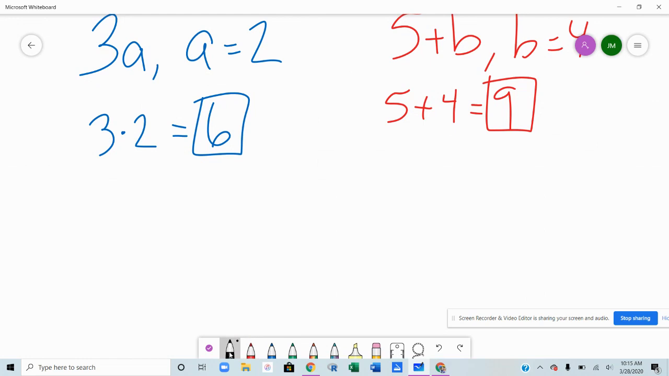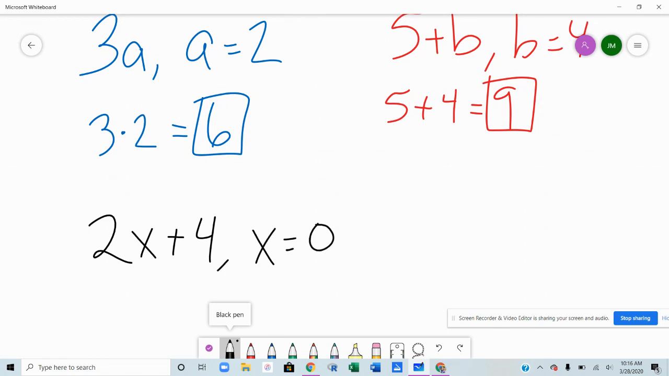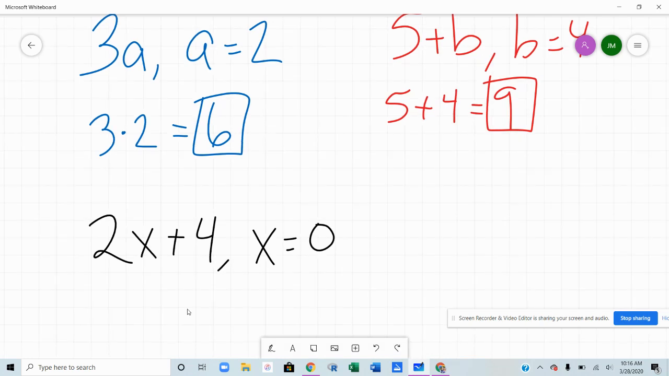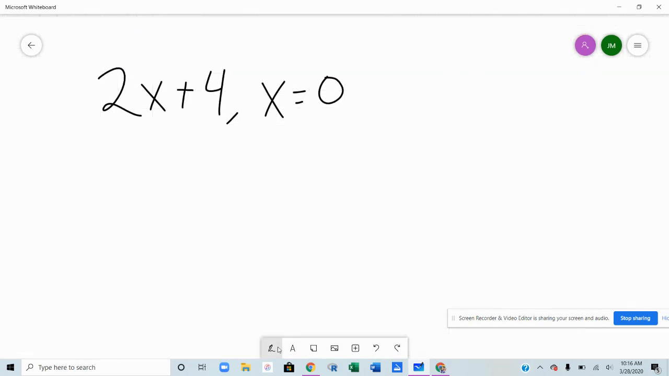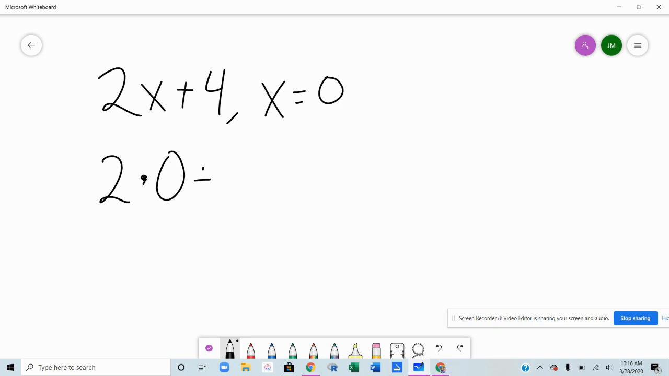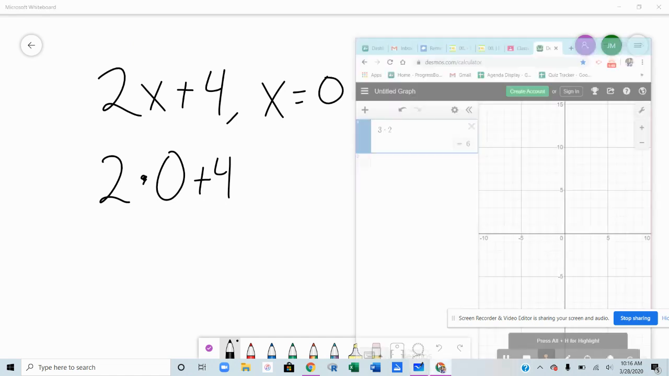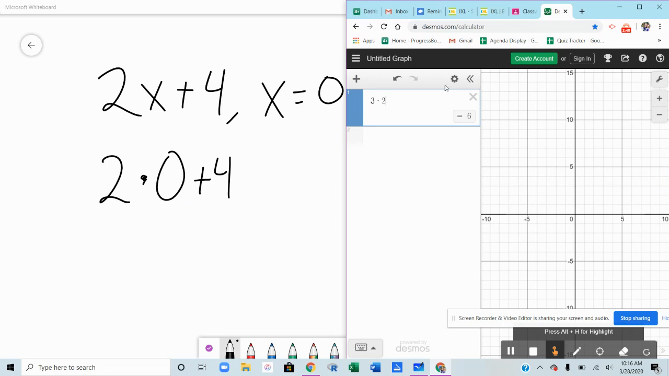Okay, continuing on. Let's say I have 2x plus 4, and it tells me that x equals 0. So in this case, same thing. We're going to take our x value and plug it in for x. Remember, when you have a number right next to a variable, right next to your letter, you have multiplication. So this is 2 times our x value, which is 0, plus 4. Starting with these types of problems, it might be more beneficial to open up Desmos. And you can just type this entire thing in just like that.